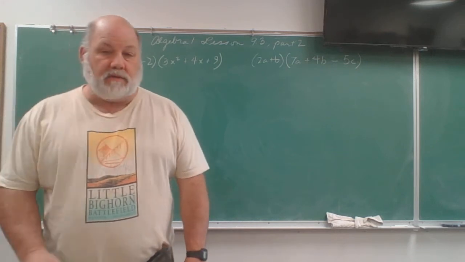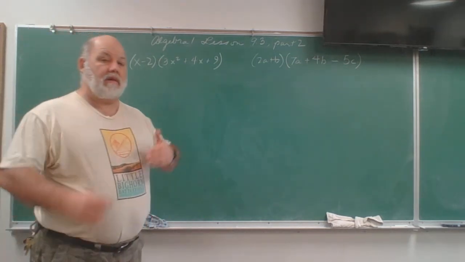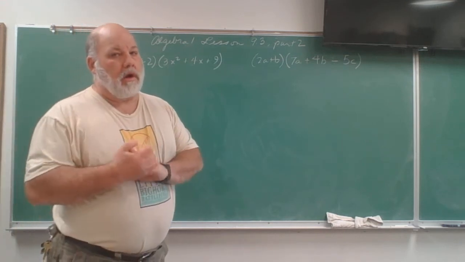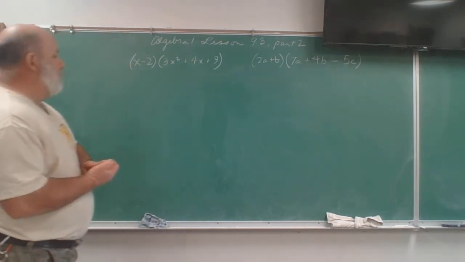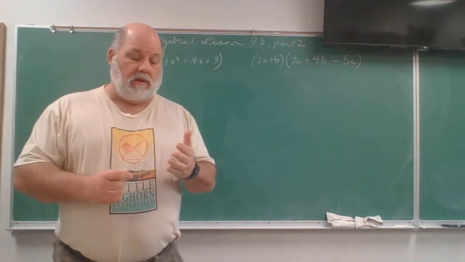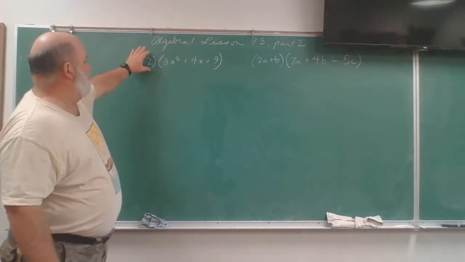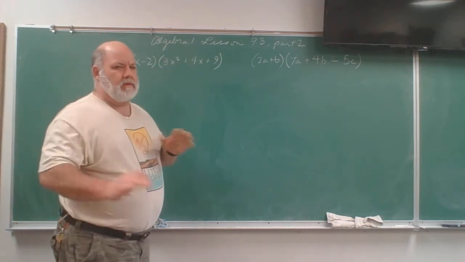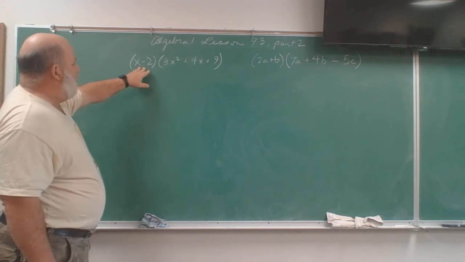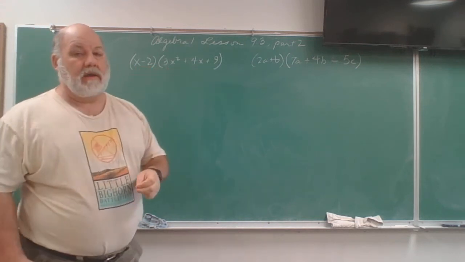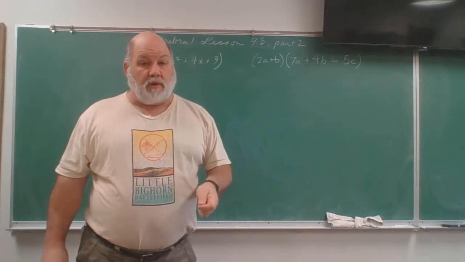multiplying polynomials. What I taught you yesterday about the FOIL method doesn't work on this particular lesson or in this particular section, because the FOIL method only works when you have a quantity of two numbers times a quantity of two other numbers. So enough about that for now. But here we have x minus 2 times 3x squared plus 4x plus 9. Again, we're going to use the distributive property.